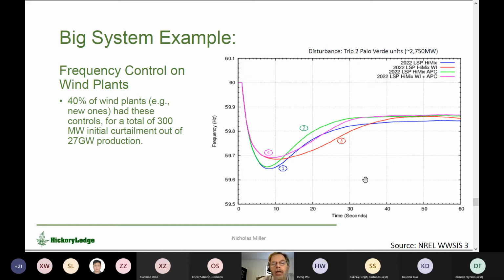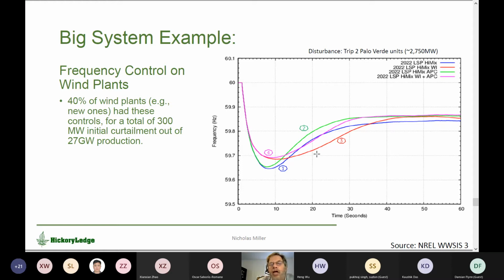So the first trace is a reference. The second trace is with just a governor type response, deliberately matched to have the same speed of response as the thermal generators in WECC. We could have made it faster. So you see the nadir is not that great, but the recovery and the settling frequency out here is better.